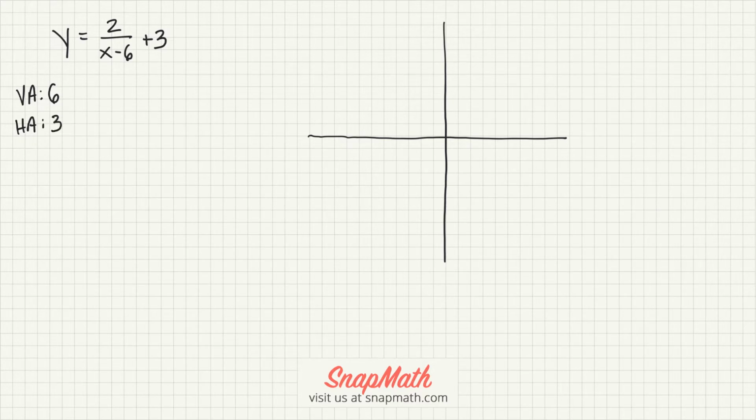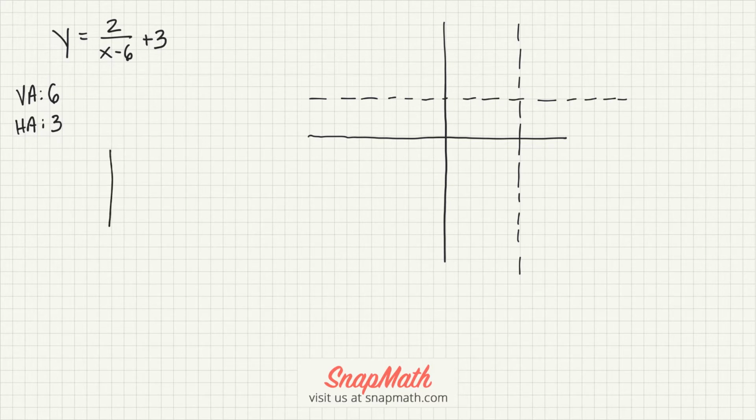Okay, so what an asymptote is, it's a dotted line where our graph will not hit. So the vertical asymptote is 6, so there's our vertical one, and our horizontal one will be right here at 3. Okay, so our graph will not hit or cross these lines. Now let's graph the rest of it.